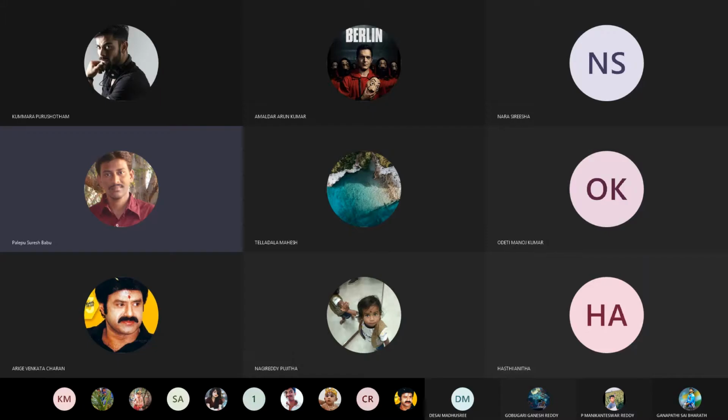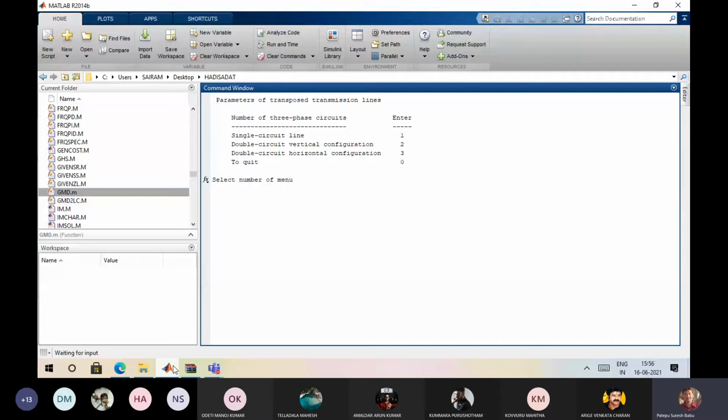GMD is the calculation of geometrical mean distance. We can calculate at a time the geometrical mean distance and also the geometrical mean radius of a single circuit line, a double circuit vertical configured line, or a double circuit horizontal configured line. So this is how we can execute this.